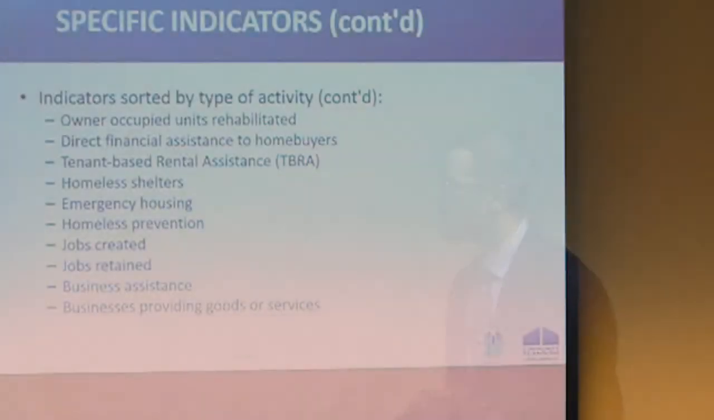Then you have specific indicators depending on the type of activity that you're funding. So if you're doing public facilities, public services, targeted revitalization through an NRSA, for example, if you're addressing brownfields, you choose the appropriate indicator that represents your outcome statement. And again, choosing the appropriate indicator that applies.